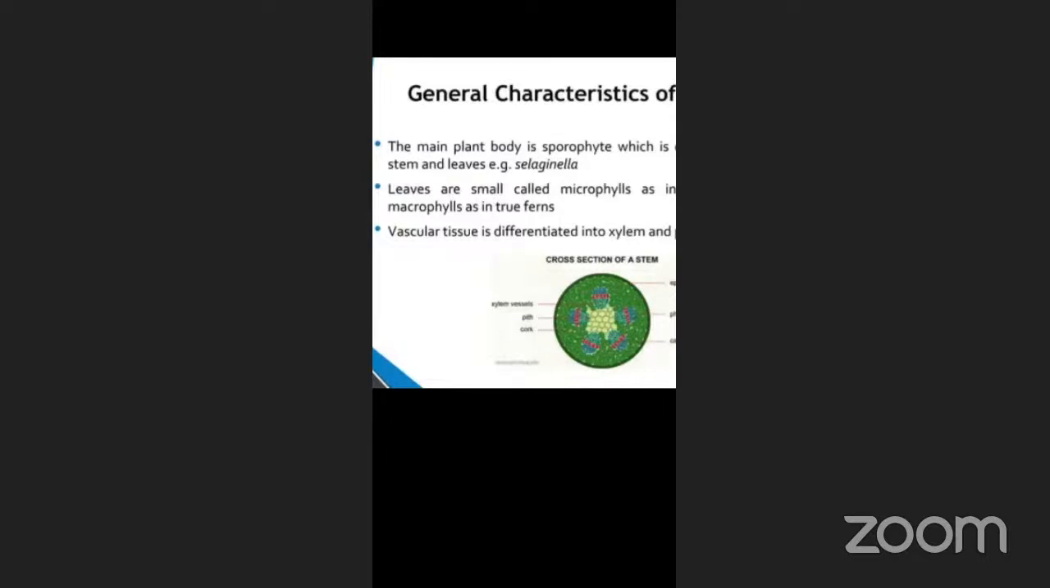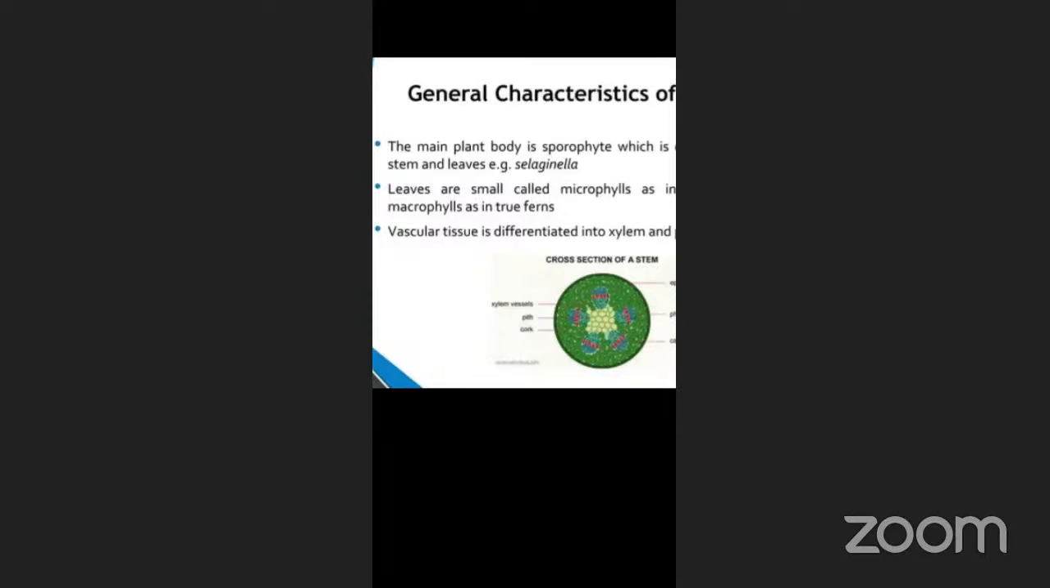And both groups possess heteromorphic alternation of generation. We know that one. Heteromorphic alternation of generation means gametophytic and sporophytic phases come alternately. And the structure of the sporangium and development of spores are similar in both groups. The spores also develop in both groups.